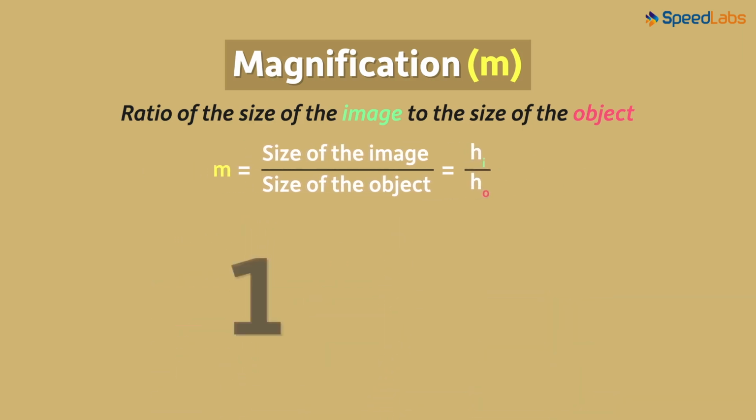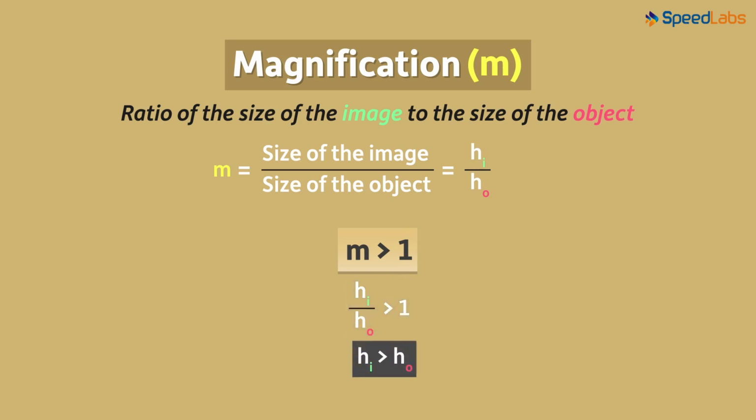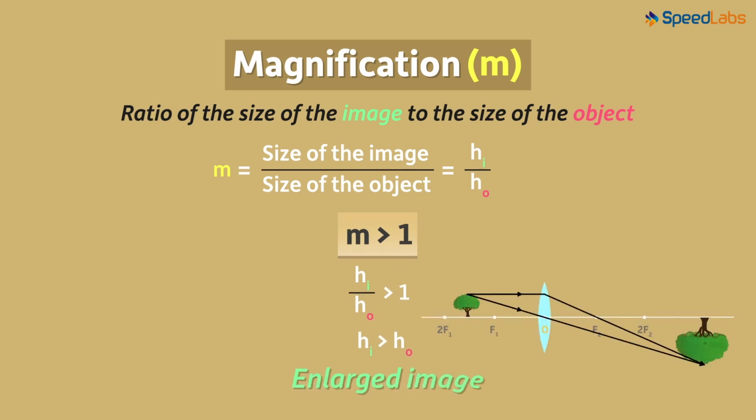Okay, now let's quickly consider two cases. The first case is when m is greater than 1, and the second case is when it's less than 1. When it is greater than 1, it means hi over ho is greater than 1, which implies hi is greater than ho. And what does that mean? If the ratio is greater than 1, the size of the image is greater than that of the object. Or in other words, the image is enlarged.